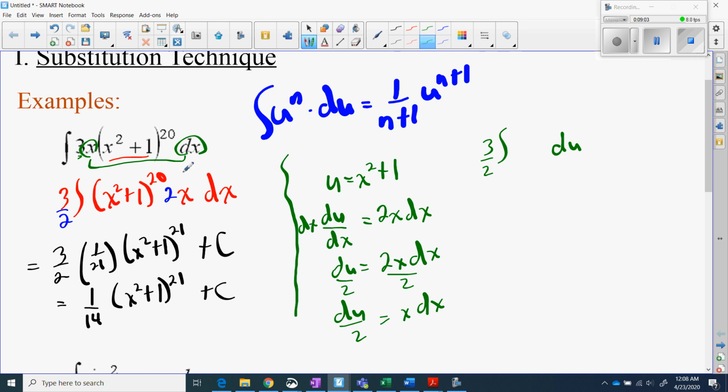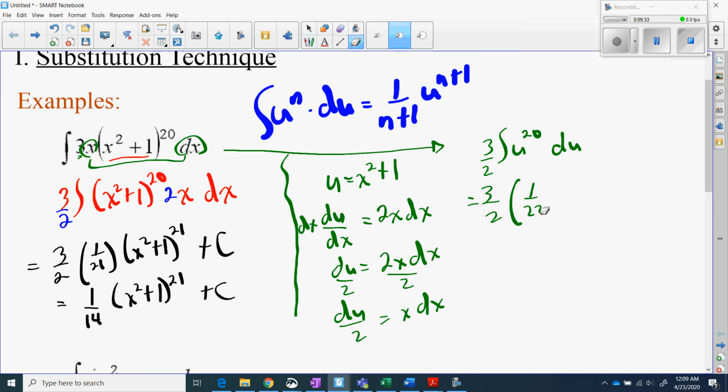Then, what else do we have here? We've got this to the 20th, so now I've got u to the 20th. This original question has now been converted into a new question involving just the letter u, and this now just becomes undoing a power rule. So it's 3 over 2. Any variable to an exponent, to do its antiderivative, you add 1 to the exponent and divide by the new exponent. 1 over 21.